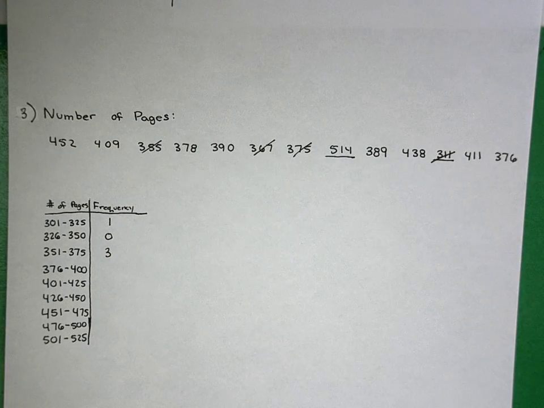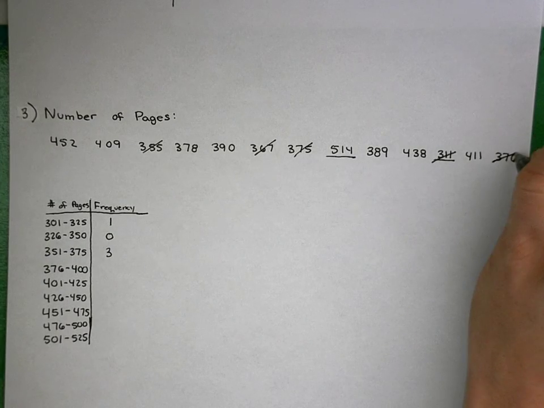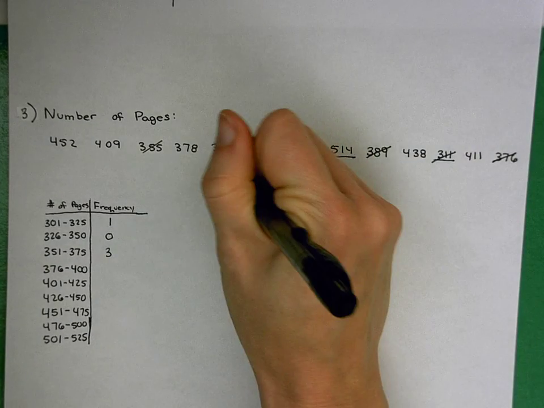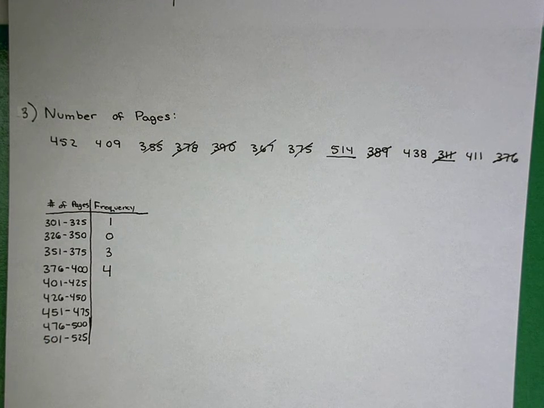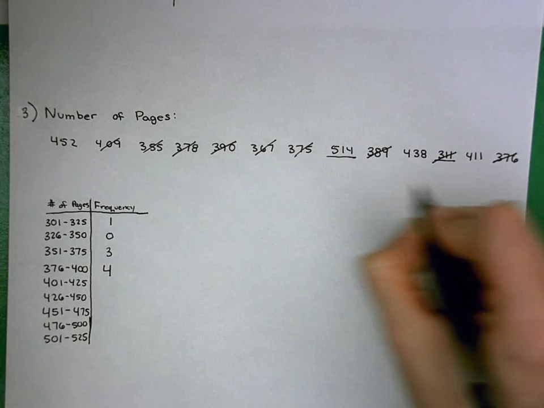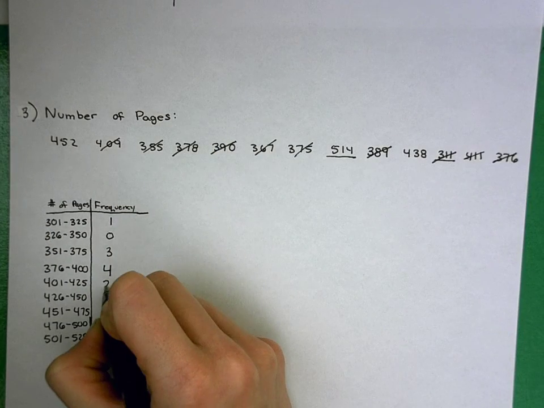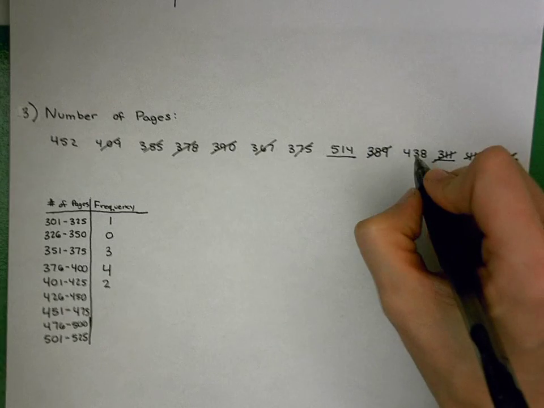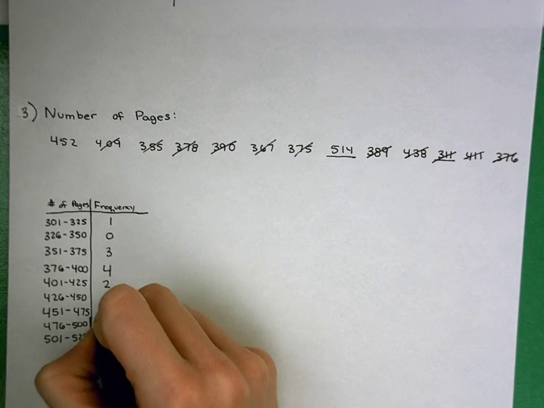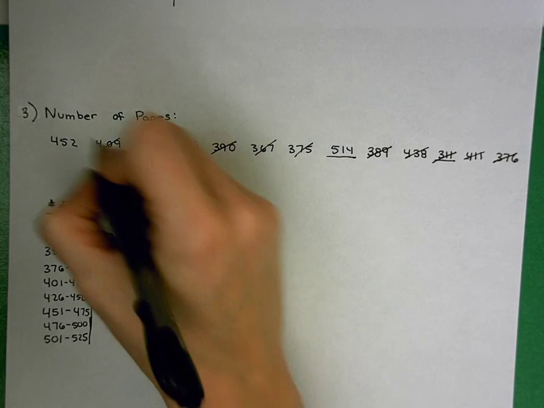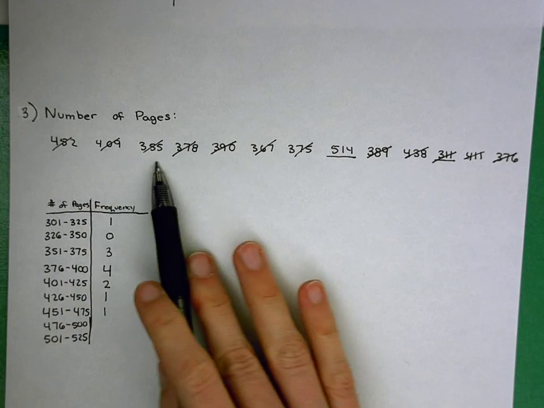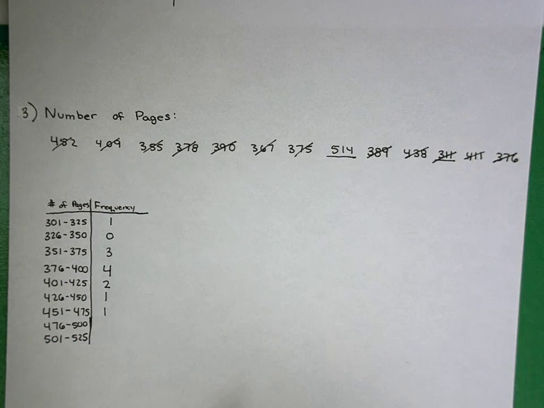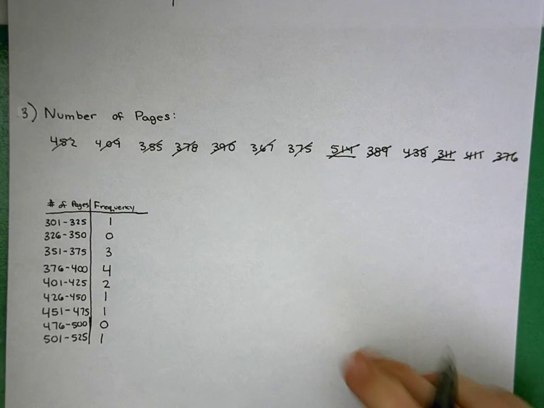And then between 376 and 400, we have 1, 2, 3, 4. Between 401 and 425, we have 1 and 2. Between 426 and 450, we have 1. Between 451 and 475, we have 1. Between 476 and 500, as you look through these here, none of these lie between 476 and 500, so 0. And we have 1 in that last interval here.